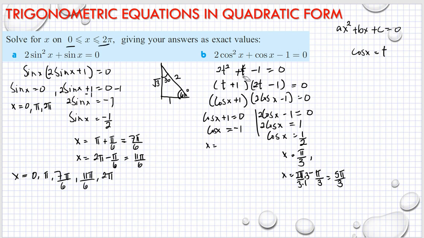Okay, and then we have cosine x is equal to negative 1, and we know that cosine is negative in the second quadrant and the third quadrant. So cosine x is equal to negative 1, then x is equal to pi. Okay, so if we write all our x now, we have pi over 3, and then pi, and then 5 pi over 3.